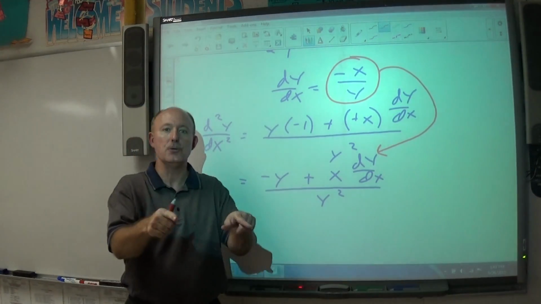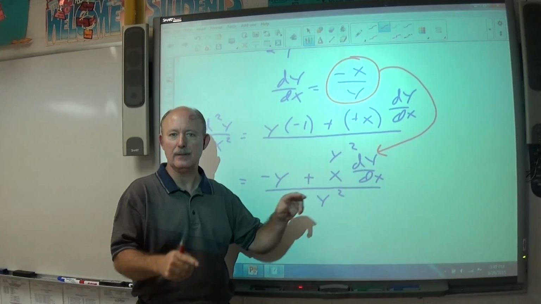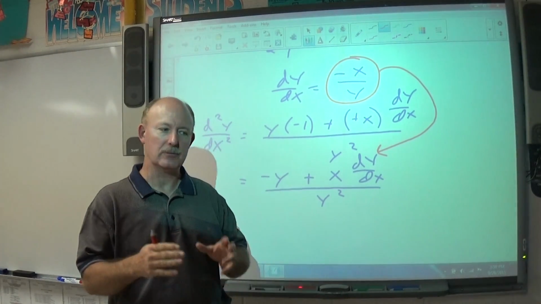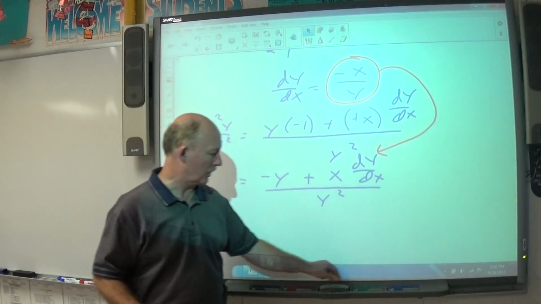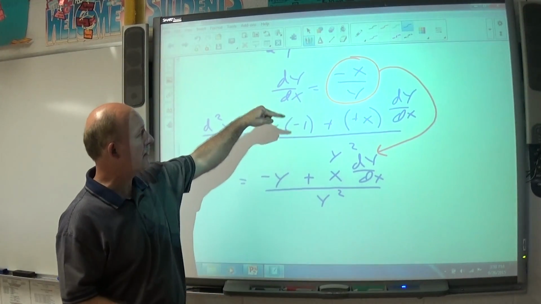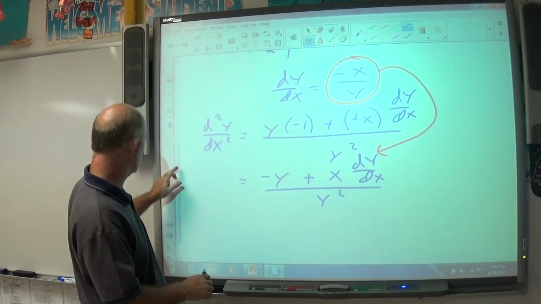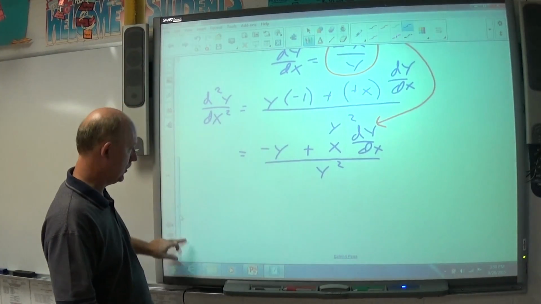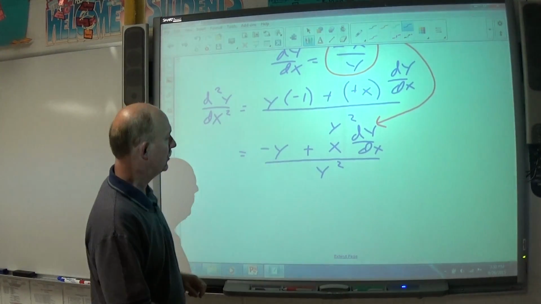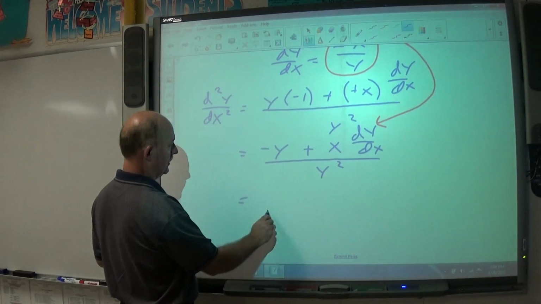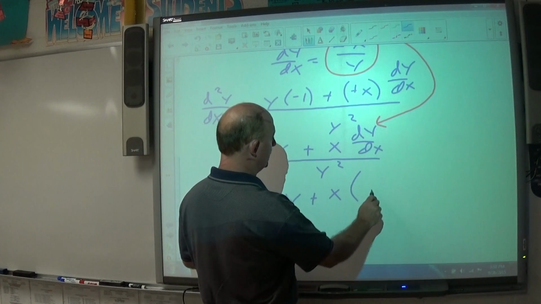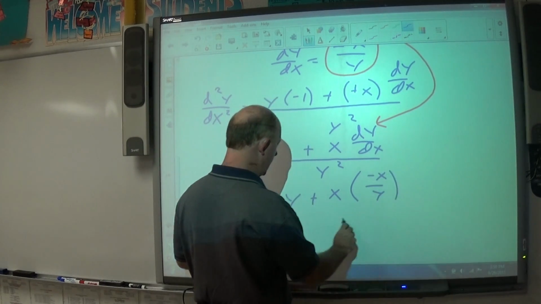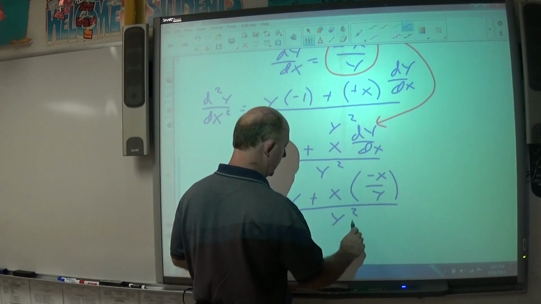substitute it into the second derivative, because you don't want to leave the dy dx expression in the second derivative here. So we got to do little substitutions. We're going to substitute negative x over y in for dy over dx, and see what we get. So our substitution, this becomes negative y plus x times negative x over y, divided by y squared now.